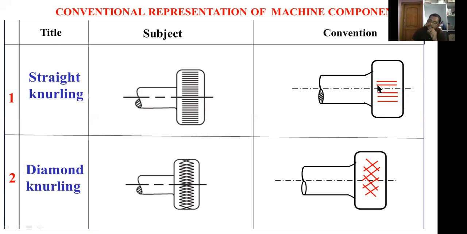This above figure represents straight lines, which represent straight knurling. This is the main difference between straight knurling and diamond knurling.